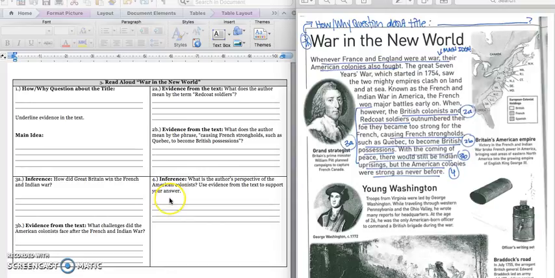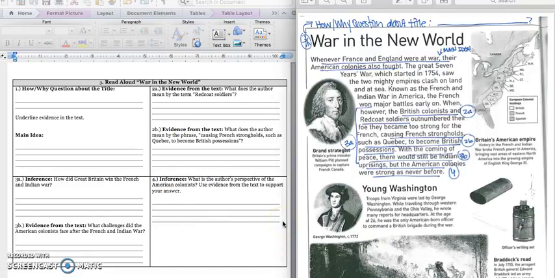In box 4, it says, what is the author's perspective of the American colonists? Use evidence from the text to support your answer. If we go back to that last sentence, it says, but the American colonies were strong as never before. And that lets me know that the author has a positive perspective of the American colonists. The author believes that the American colonists are going to be successful no matter what.